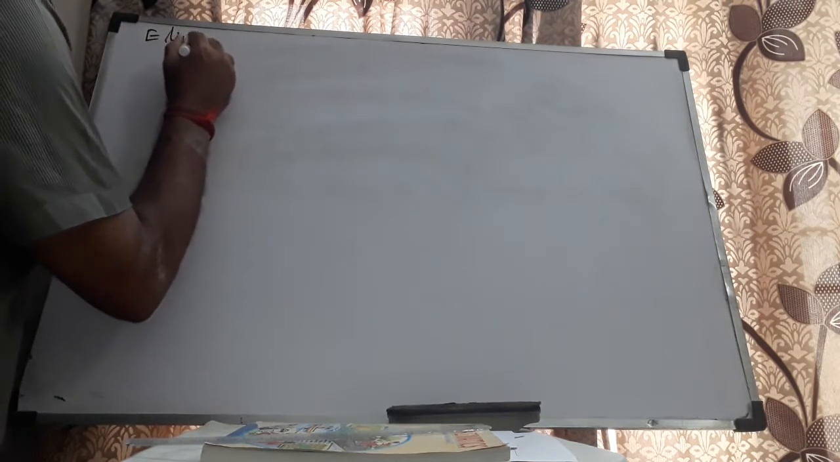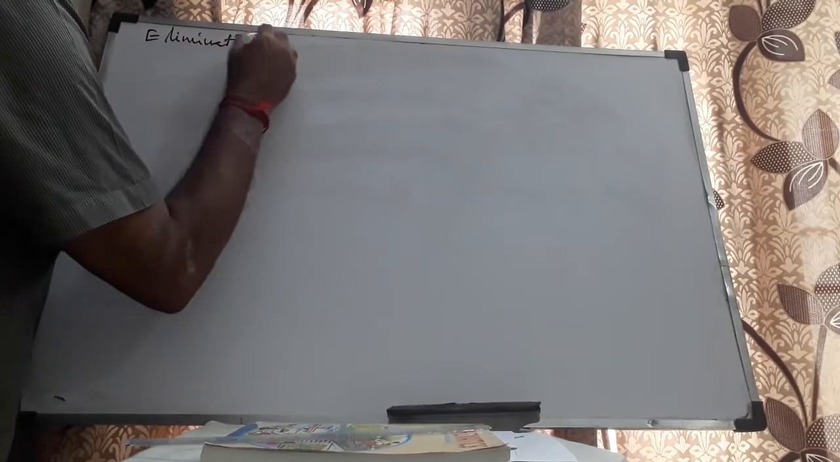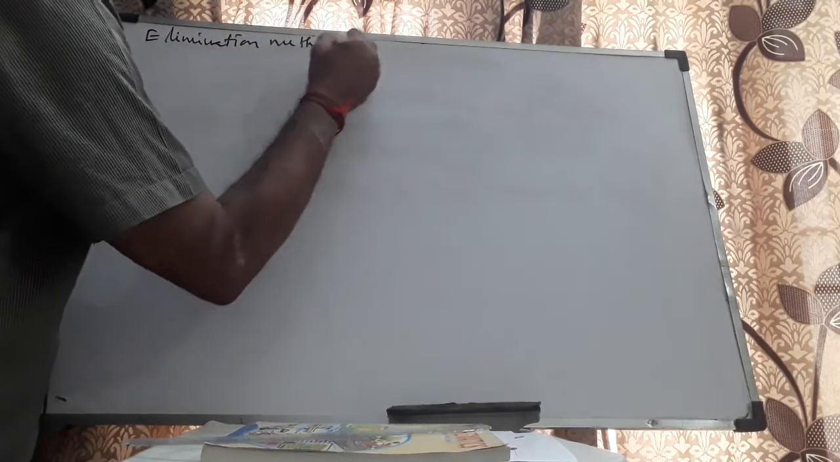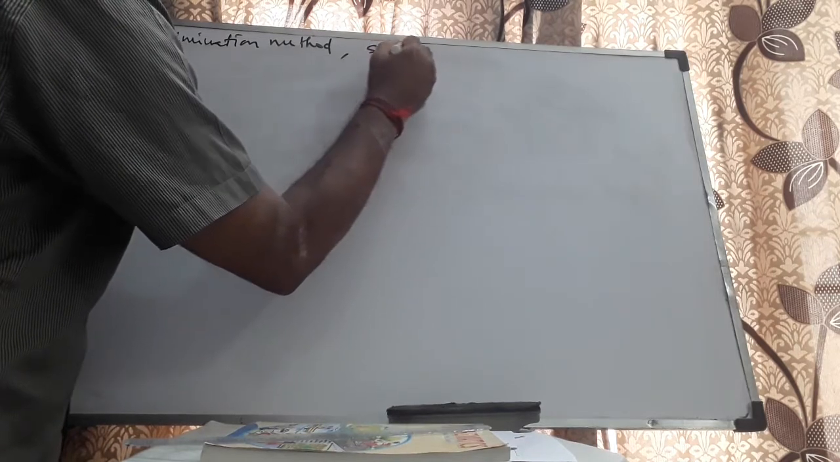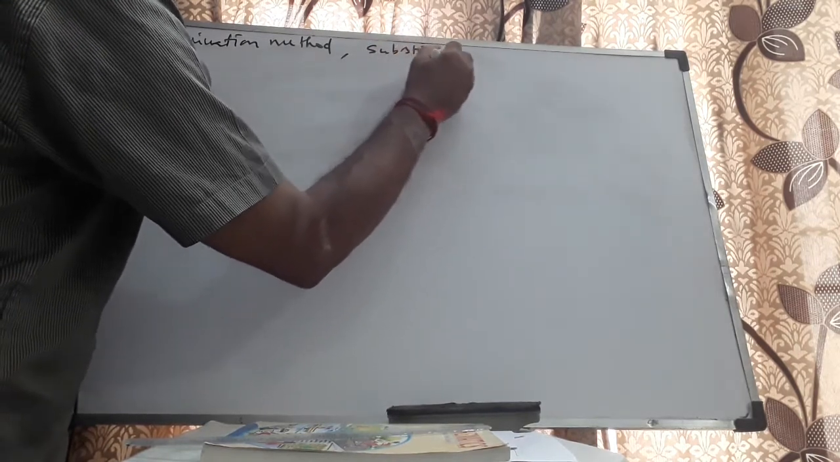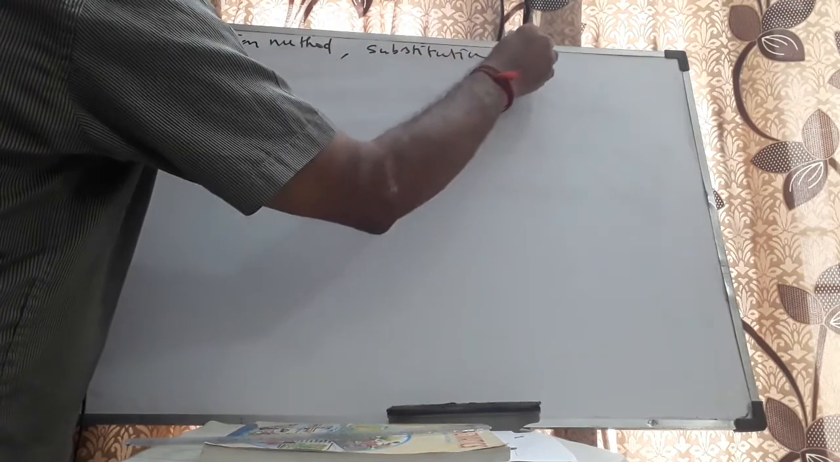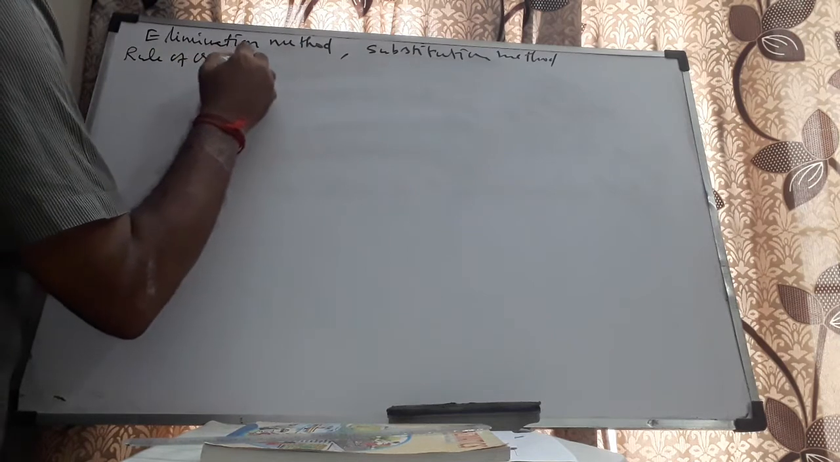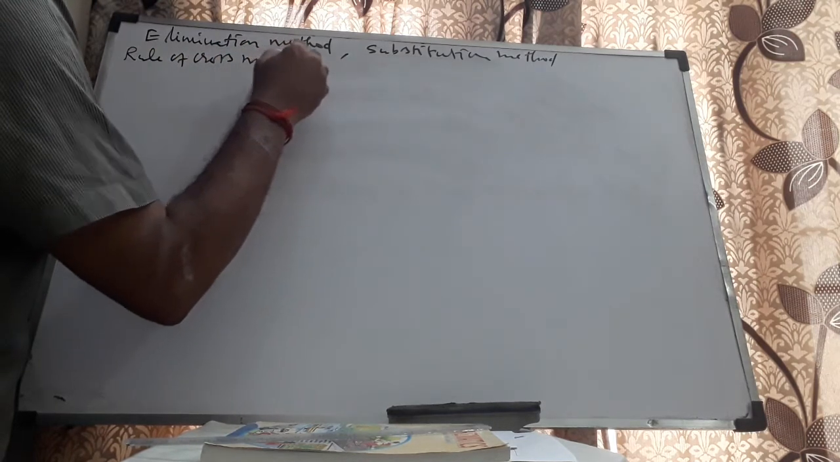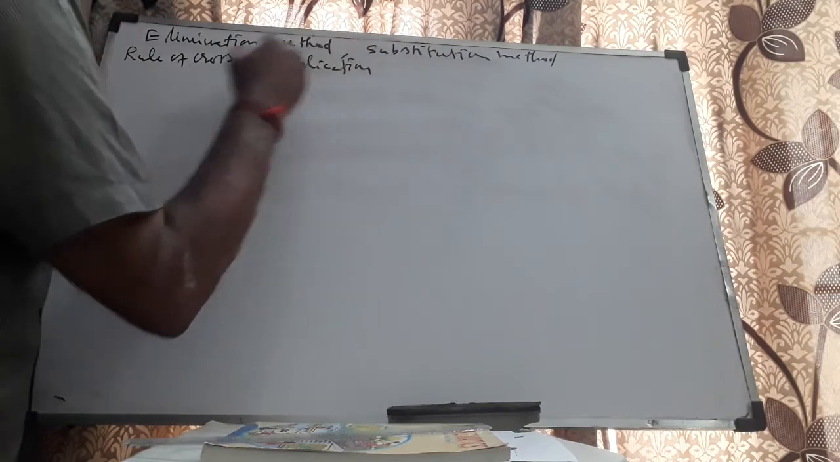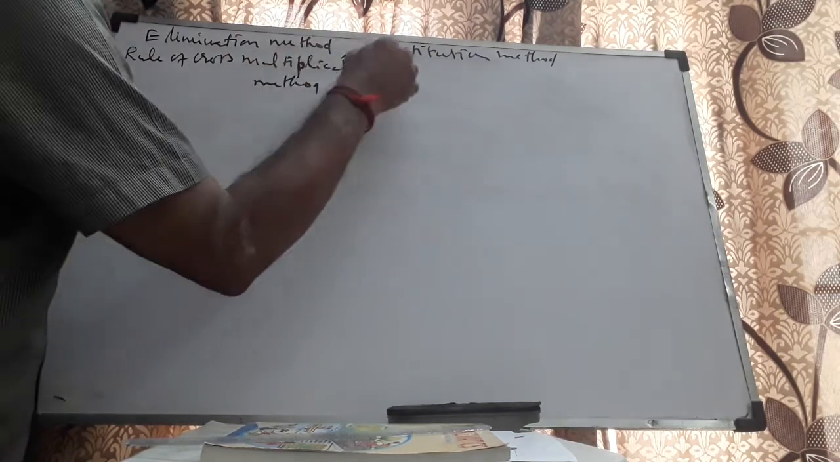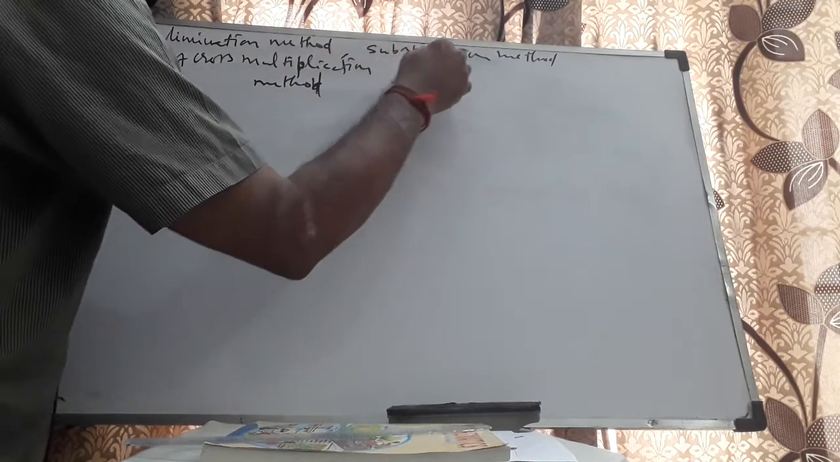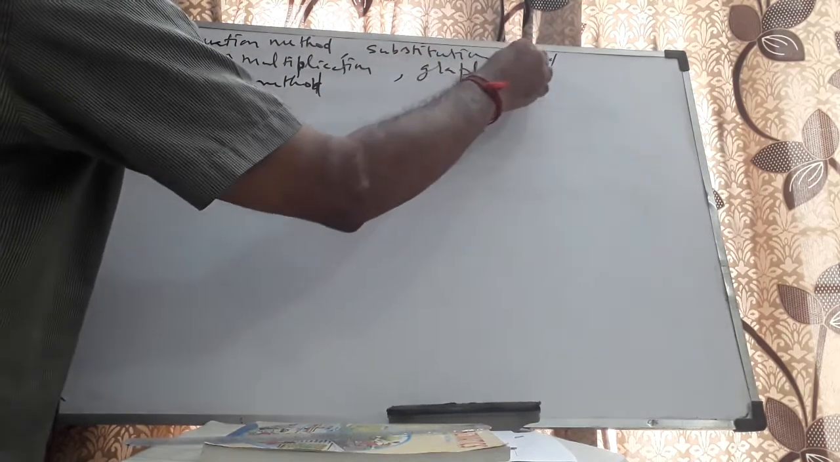There are 4 different methods of solving. One is called the elimination method. The second method is called the substitution method. The third method is the rule of cross multiplication. And finally the fourth method is the graphical method. We will see one after the other.